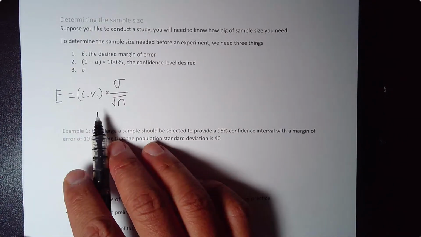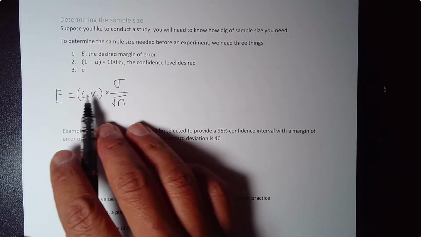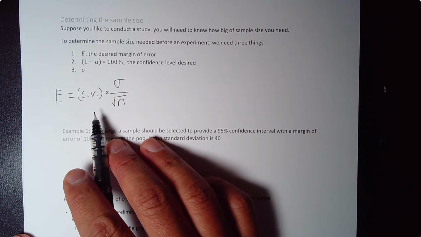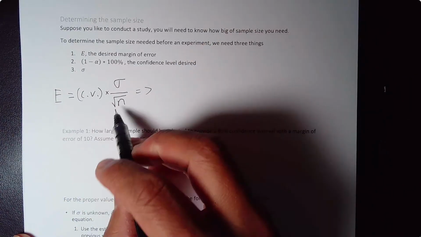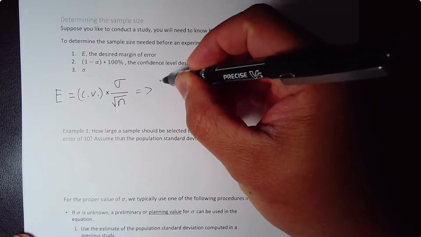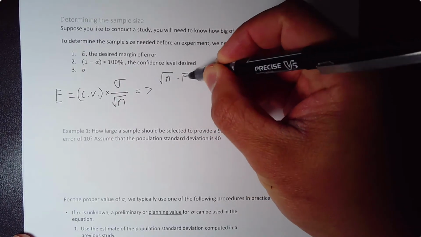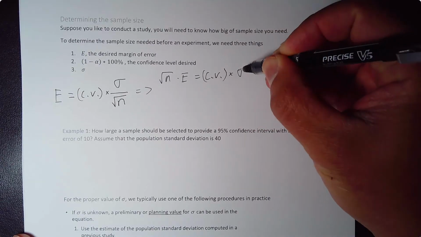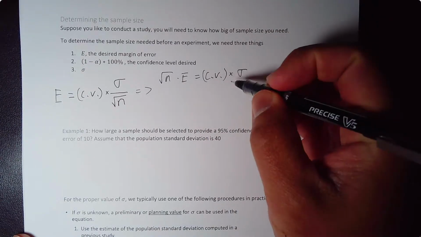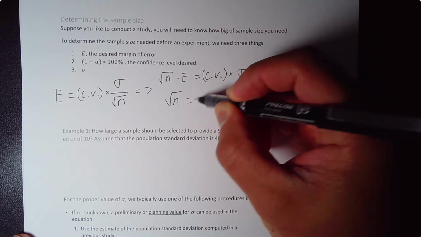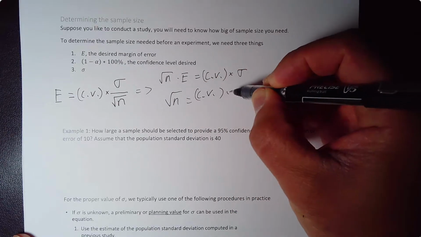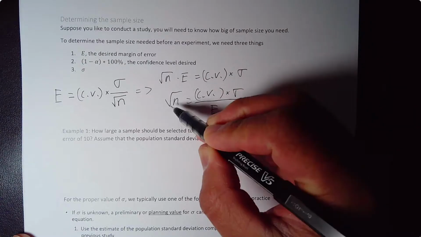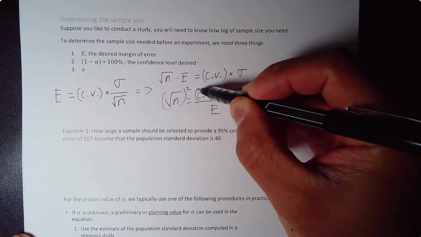This is going to be based on algebra. We're going to use algebra to solve for that. So here is the formula, and we're just going to do some algebraic manipulation. Multiply by root n on both sides. We get root n times E, the margin of error, equals critical value times sigma. Then divide by E, so we get root n equals critical value times sigma divided by E. Again, just moving some variables around. And then, how do we get rid of the square root? We square it.